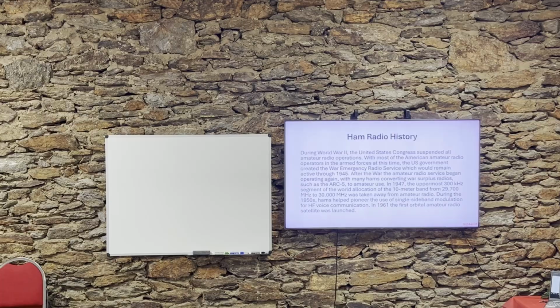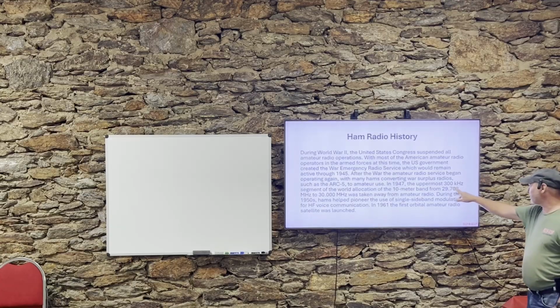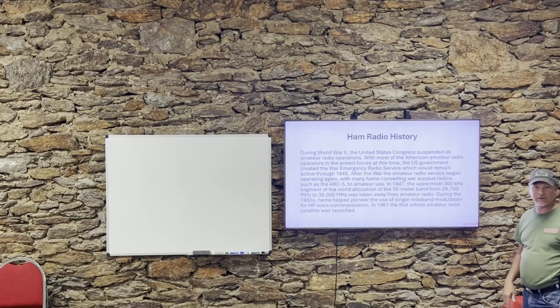After the war, the amateur radio service began operating again, with many hams converting war surplus radios, such as the ARC-5. Oh, I'd love to get a hold of one of them. For amateur use. In 1947, the uppermost 300 kilohertz segment of the 10-meter band allocation, from 29.700 megahertz to 30 megahertz, was taken away from amateur radio. During the 1950s, hams helped pioneer the use of single sideband modulation for HF voice communication. In 1961, the first orbital amateur radio satellite was launched. All this, the 300 kilohertz and the 10-meter band, we'll get into here in just a little bit.